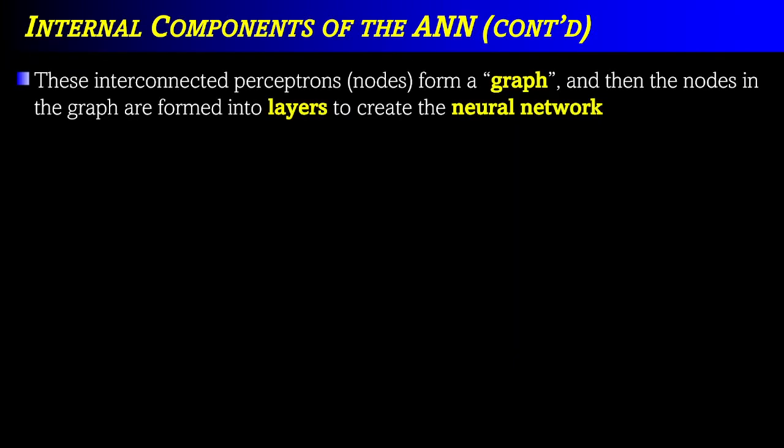Okay, that's a lot of math. That's a lot of values. But these interconnected perceptrons, or these nodes, will eventually form an entire graph, or they'll form themselves into layers which create the neural network. So we're going to examine what are these layers and how do they lay themselves out.